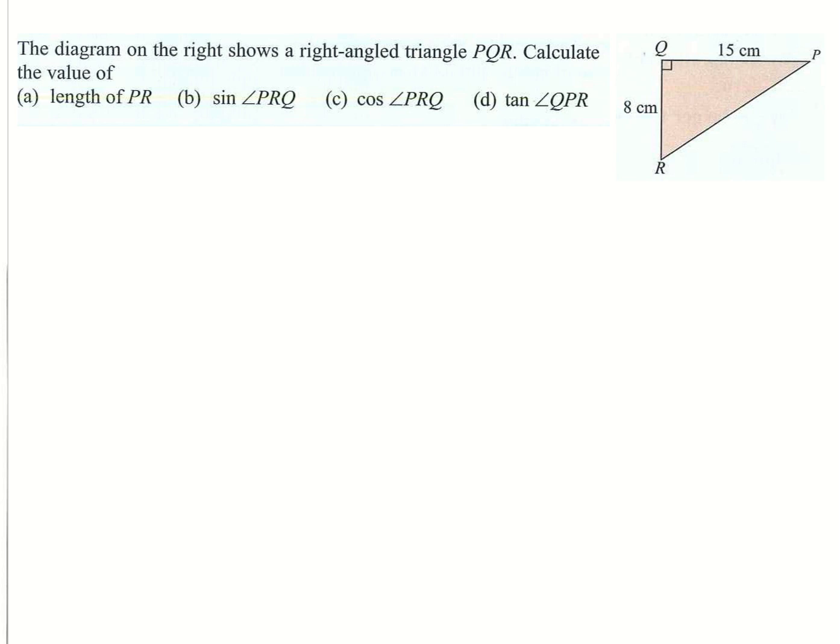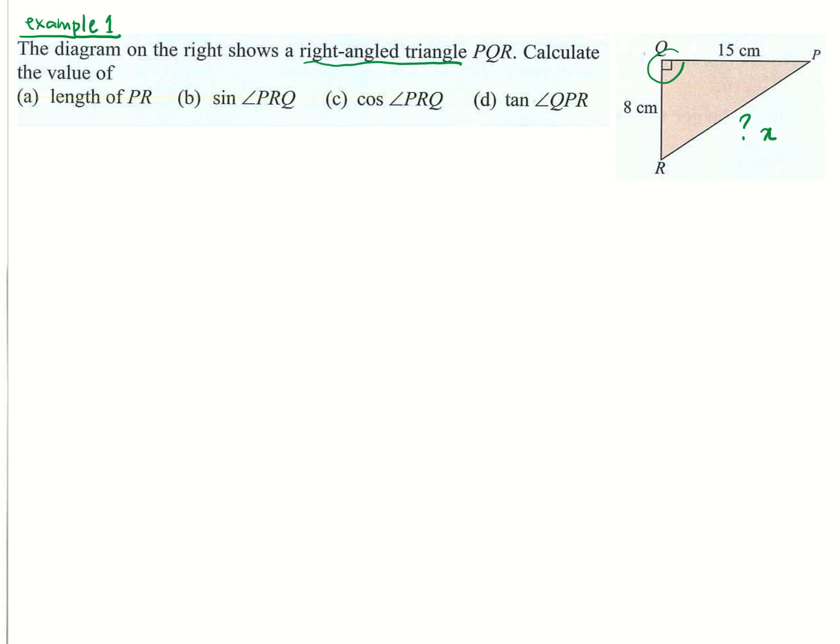Okay, next, let's refer to example 1. The diagram on the right shows a right angle triangle PQR. Calculate the length of PR. So this part we didn't know, so let's put an unknown at X. When we look at the triangle, it seems like this is a right angle triangle and it's also noted here.